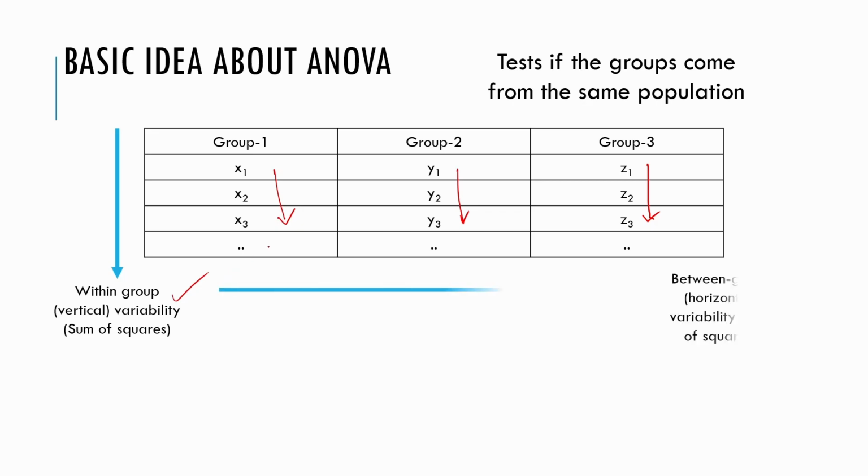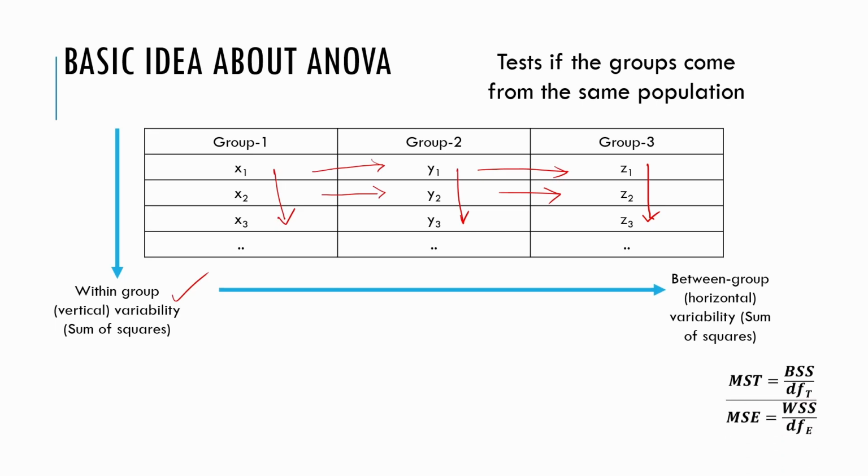Then there is another type of variability which is called the between group variability. For example, if you check the variability between x1, y1 and z1, then between x2, y2 and z2, and then sum it up, that will give you the between group variability. So these two types of variability are there.